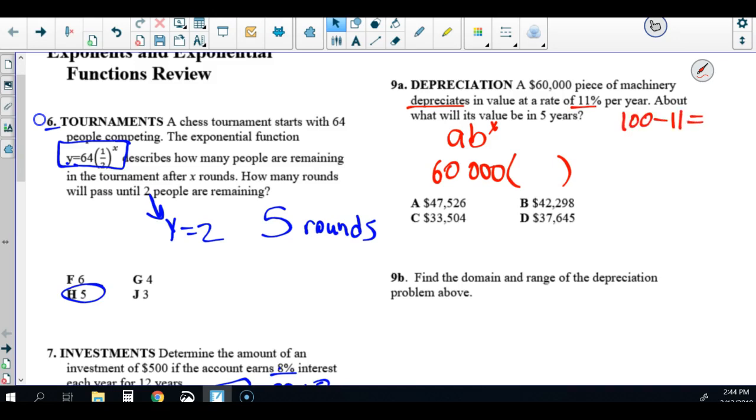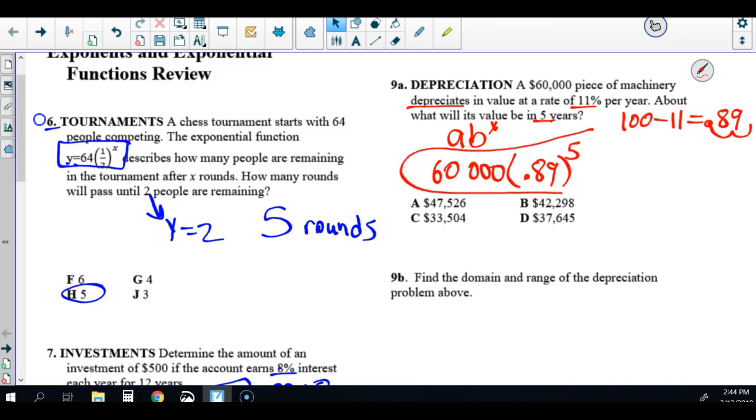So that means it is 89%. Convert that to 0.89 to the power of X, but it says what will its value be in 5 years. So we're going to say to the 5th power.